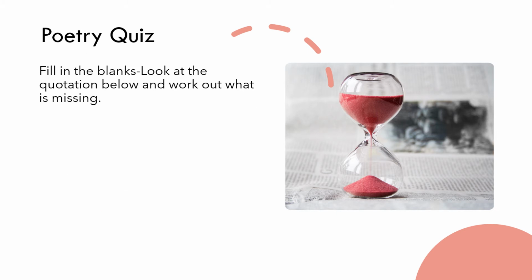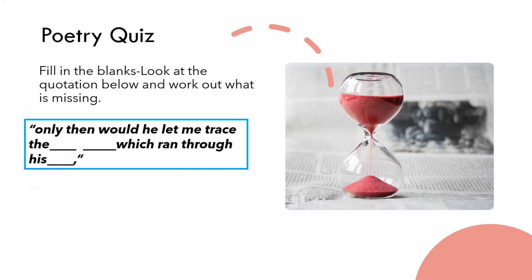Okay, number 2. So here's the quotation. Only then would he let me trace the something something which ran through his something. Okay, so very important quotation. There's 3 possible words that could go into the spaces. If you need a minute, take a minute, pause the video, try and work out what the correct answer is. Okay, I'm going to reveal the answer now.